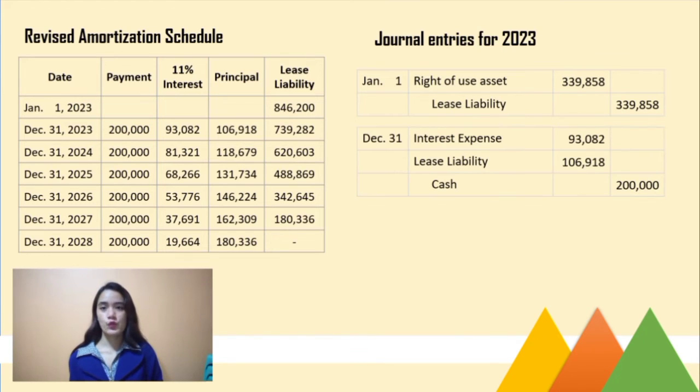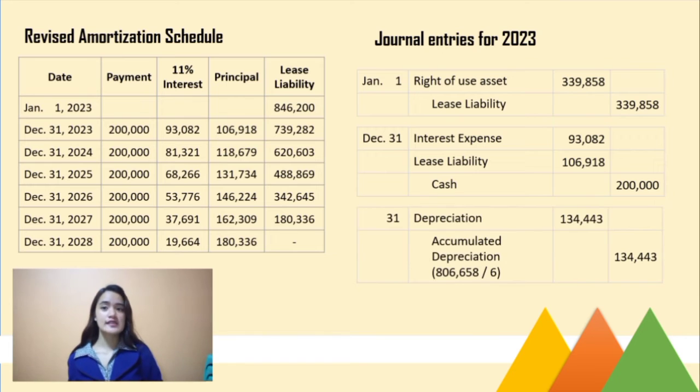Next, on December 31, we need to debit the interest expense amounting to 93,082 pesos and credit the cash payment of 200,000 pesos. The difference will be debited to the lease liability amounting to 106,918 pesos. Also, record din natin sa depreciation debit with amount of 134,443 pesos, and same amount will be credited to the accumulated depreciation.